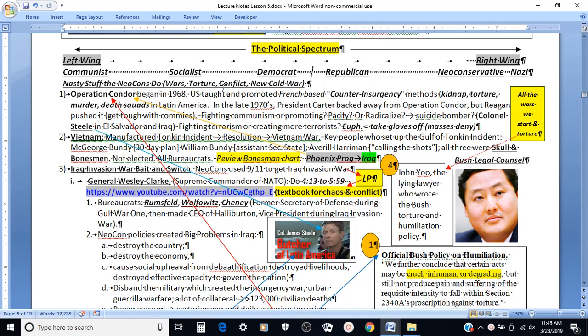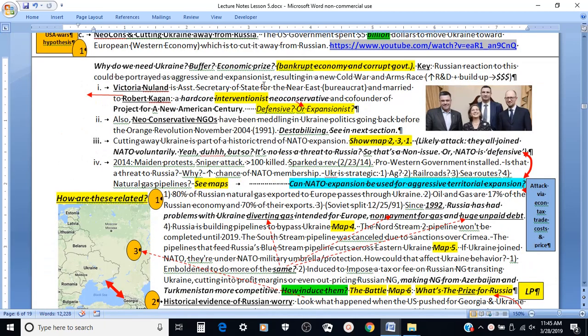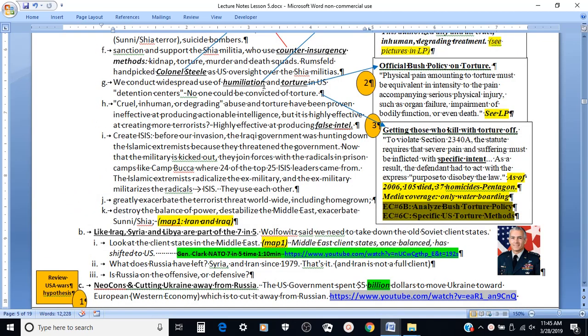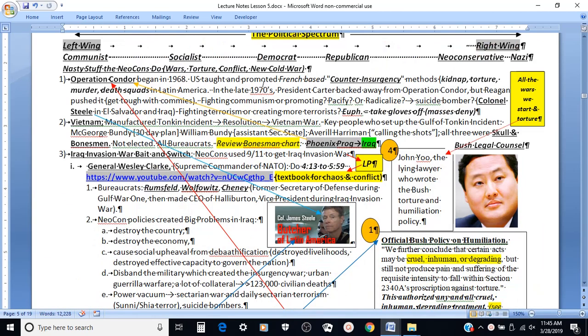And what I want to do today is talk about some of the nasty stuff that neocons do, not just starting wars, but torture, conflict creation, and then we're going to get to a new Cold War tomorrow, starting with how it leads from Ukraine, leading to the new Cold War. But there's more than just Ukraine. I'm going to try to organize this.